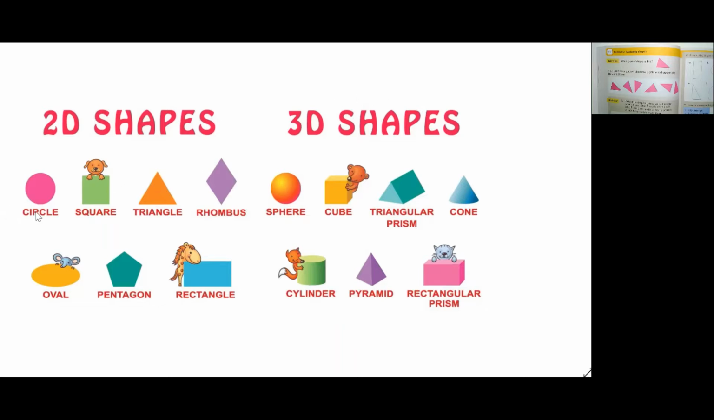What are 2D shapes? We have circle, square, triangle, rhombus, oval, pentagon, rectangle. And we also have what we call 3D shapes, which includes sphere, cube, triangular prism, cone, cylinder, pyramid, rectangular prism. So all these are called shapes, but we have 2D shapes and 3D shapes.